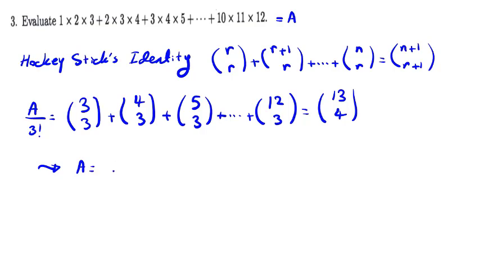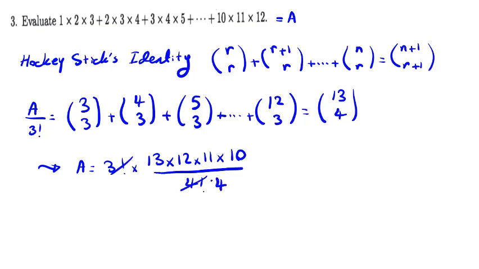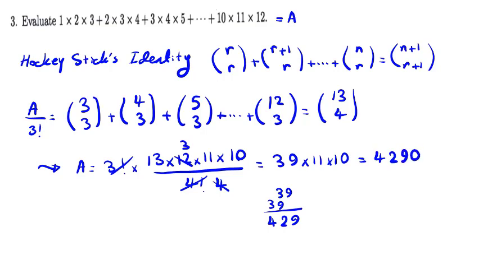So we can say, okay, a is what? 3 factorial times 13 times 12 times 11 times 10 over 4 factorial. Then we will have 4 here, 4, 3. Now we can say, okay, the first one is 39 times 11 times 10. 39, if you multiply by 11, it will be 429. So the answer will be 4290.